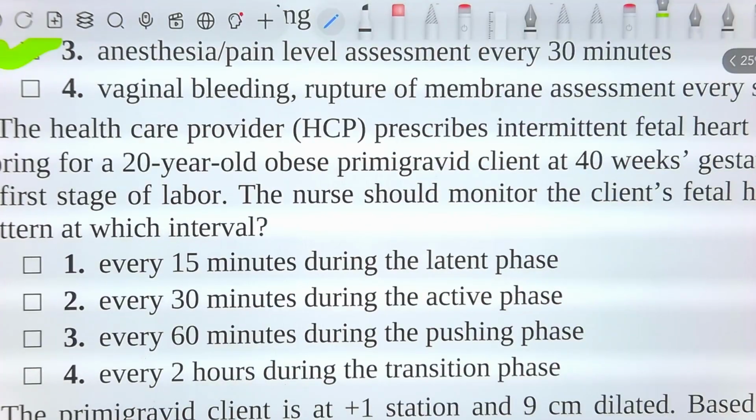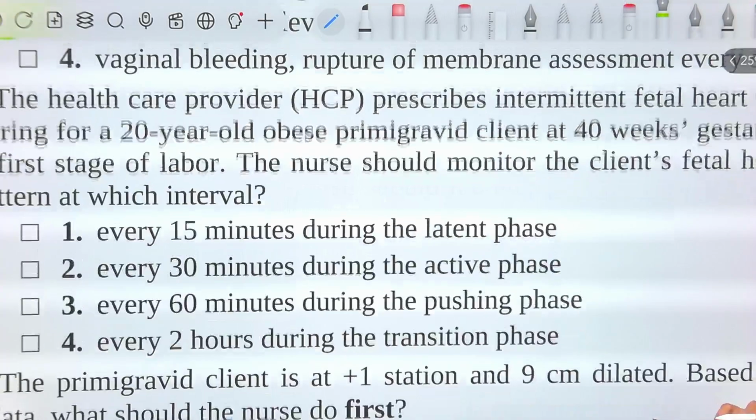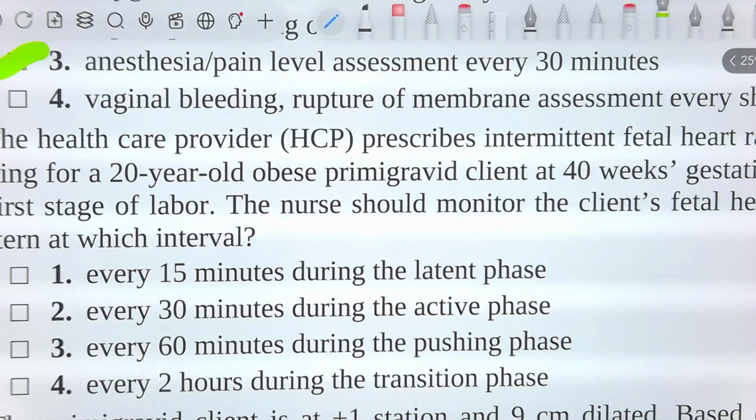Let's read the next question. The HCP prescribed intermittent fetal heart rate monitoring for a 20-year-old obese primary gravid client at 40 weeks of gestation in the first stage of labor. The nurse should monitor the client's fetal heart rate pattern at which interval? On which interval do we have to check the fetal heart rate? Answer number 2 will be the correct. Every 30 minutes during the active phase, we have to check the fetal heart rate.